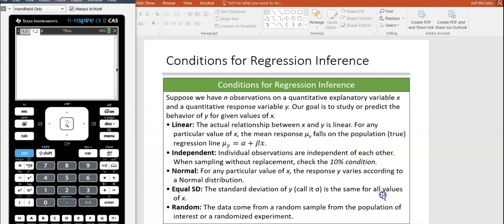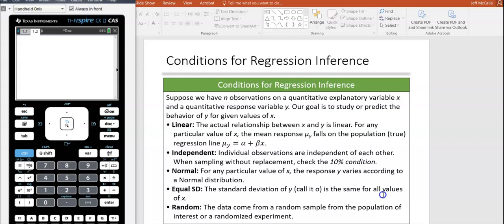So these are the conditions for regression inference. If you can remember LINER, that's the acronym. We're talking about slopes here. Linear means the relationship between x and y has to be linear. We know that one. Independent: oftentimes we have to check the less than 10% condition to check independence. Normal: it should look approximately normal.